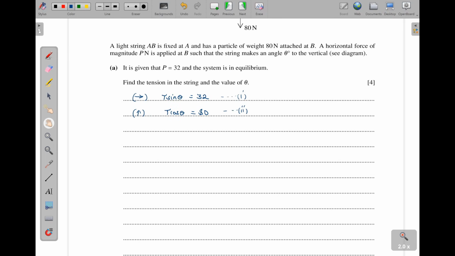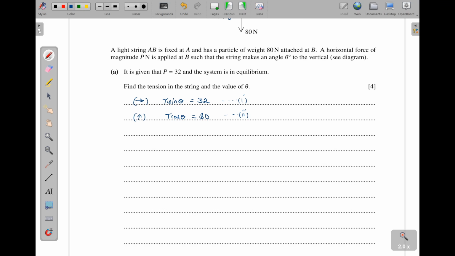I'm supposed to solve these two simultaneously. So when I take equation 1 and divide it by equation 2, automatically the T will go. So equation 1 divided by equation 2, we shall get T sine of theta over T cosine of theta, which is equal to 32 over 80. Then this one will give us tan theta, which is equal to this one simplified by 16: we get 2 over 5. Then theta is going to be equal to the arctan of 2 out of 5.